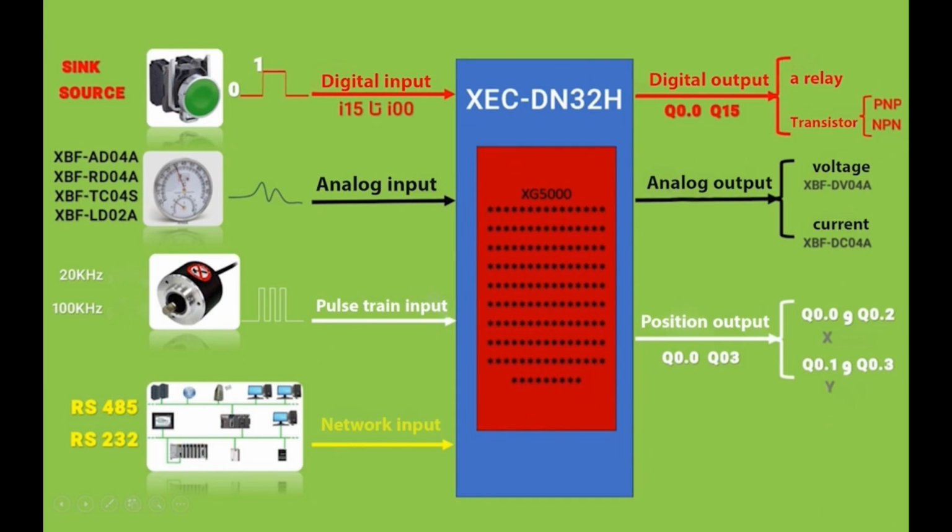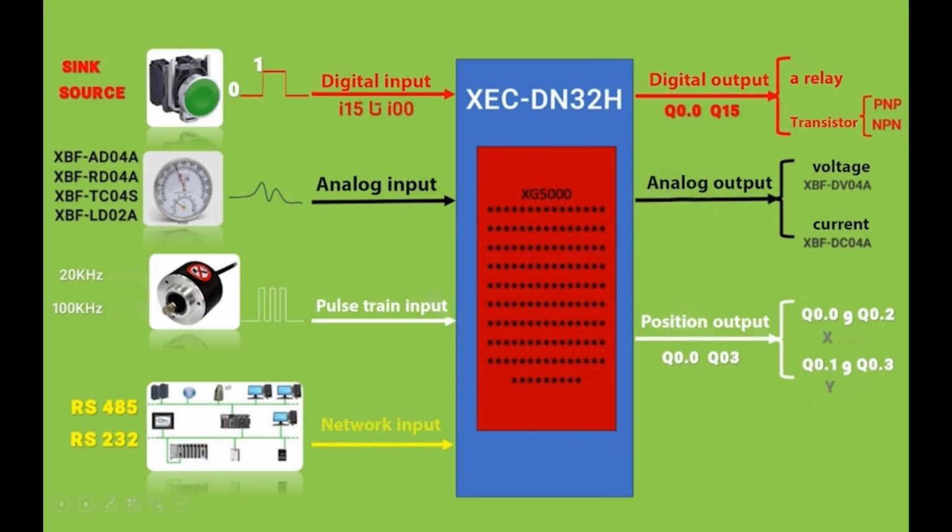If you remember from the previous lesson, we said that the digital inputs of H-series PLCs are either 16 or 32 in number, and they can be activated as either sync or source, which we will explain in detail in the next lesson. The next method was through analog signals.